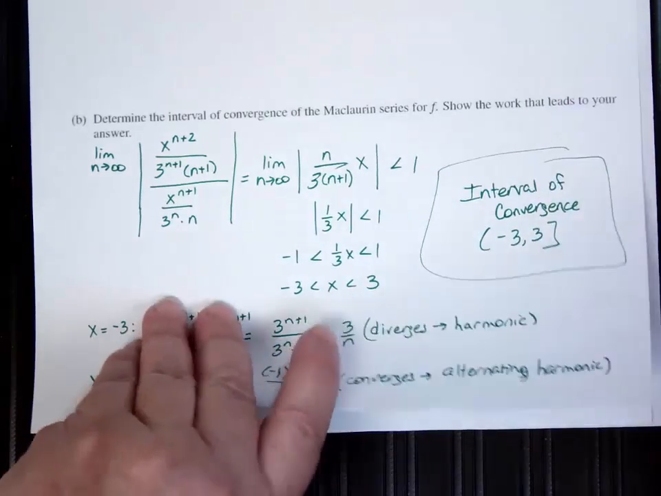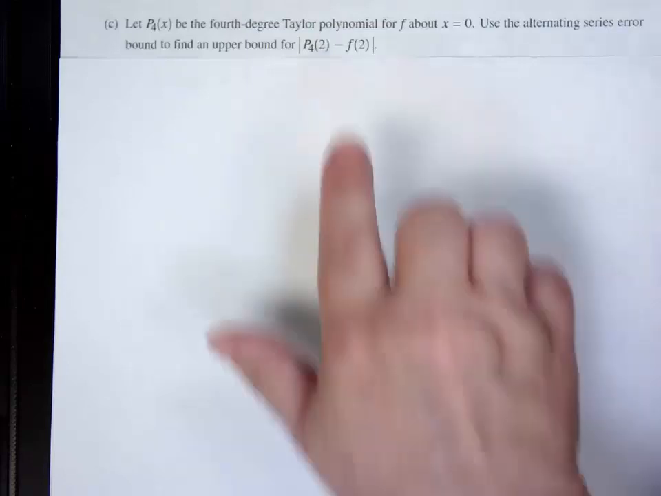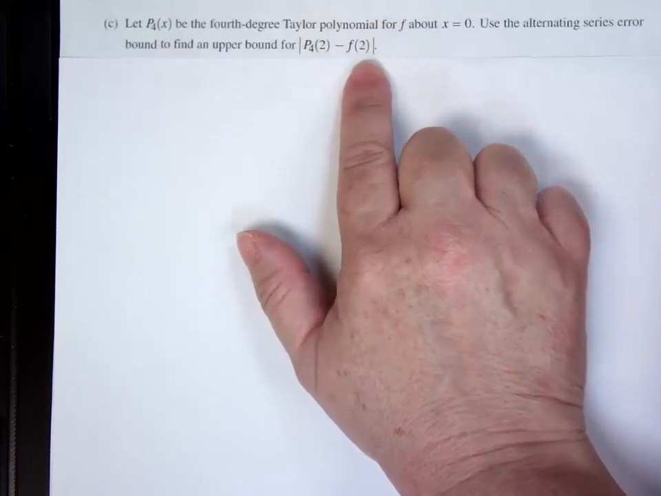Okay, finally, the last question says, let P4 of x, let me move it down just a little bit more, let P4 of x be the 4th degree Taylor polynomial for f around 0. Use the alternating series error bound to find an upper bound for this. Now the difference between these two, in absolute value, is the error. So we're trying to find what the error is.